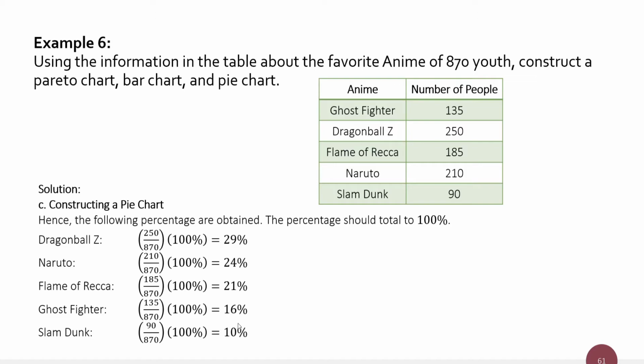Dahil kung kulang ng 100% or lagpas 100%, therefore there's something wrong sa iyong computation. Ganun din sa kanina, yung sa ating degrees. Dapat total ng lahat ng yon is 360 degrees. Ngayon, kapag kinapos ka o lumagpas ka ng 360 degrees, there's something wrong din sa computation mo sa degrees. Okay?